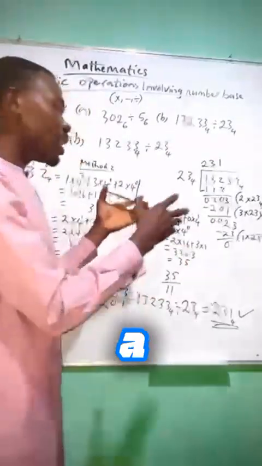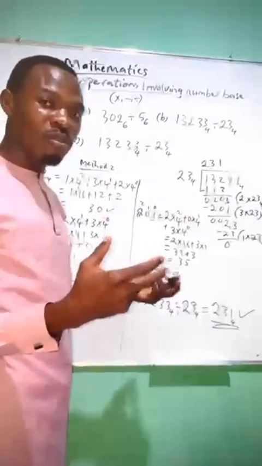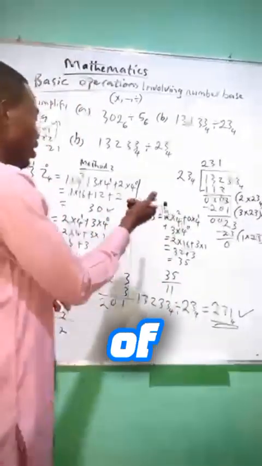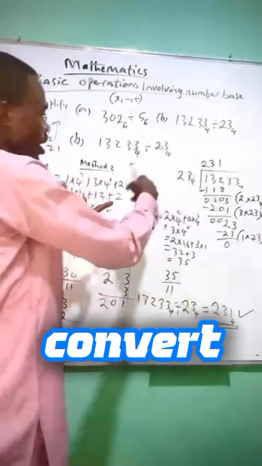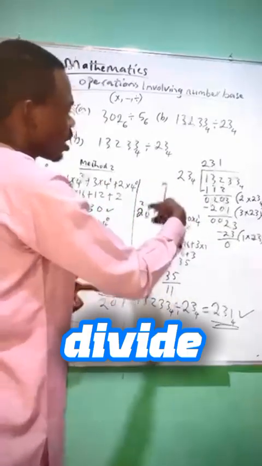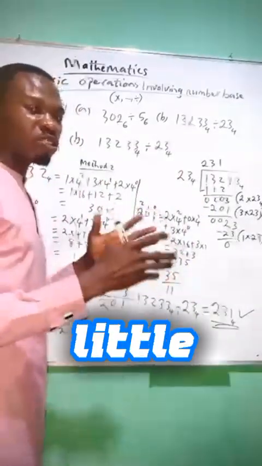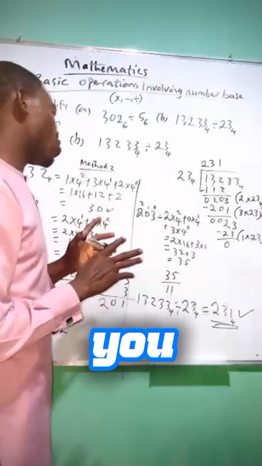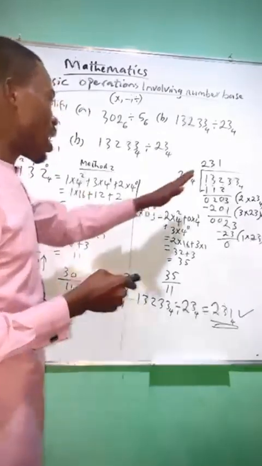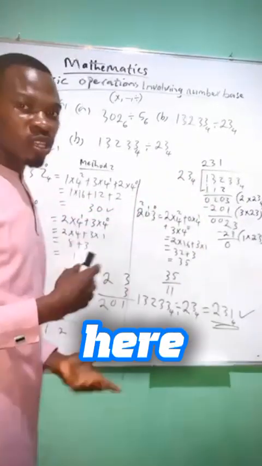This looks a little bit complex because we convert, we divide, we subtract. So it looks a little bit complex, but once you structure your mind according to the steps that are explained here, you are good to go.